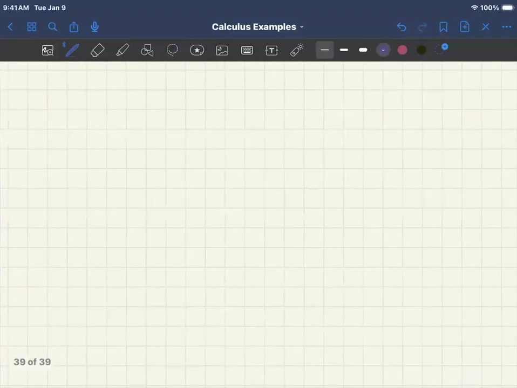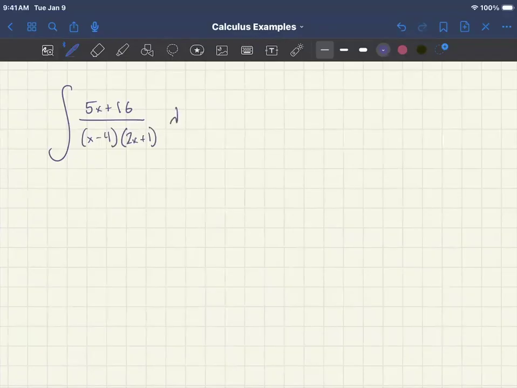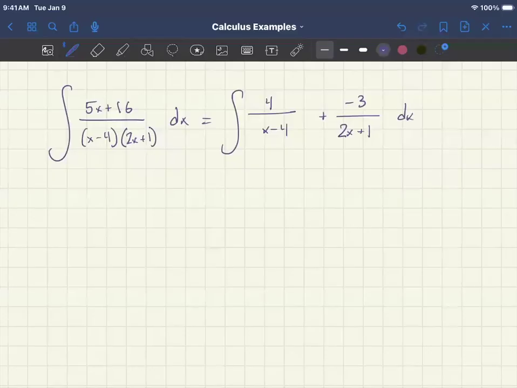And I'm actually going to put this on the next page. So we started off with the integral of (5x plus 16) over (x minus 4)(2x plus 1) dx. And this is splitting up into two integrals. Our first one is 4 over x minus 4, and our second integral is negative 3 over 2x plus 1. Well, I'm saying them as separate, but you can smush them together. It's an addition, so as you wish, right?